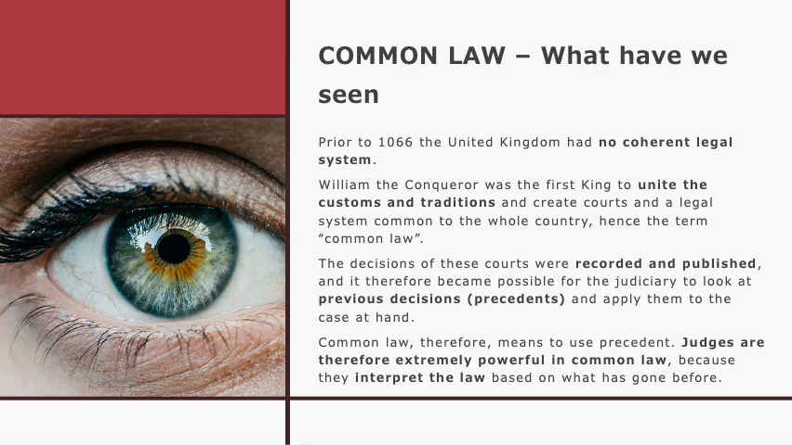The decisions of these courts were recorded and published, and it therefore became possible for the judiciary to look at previous decisions or precedents and apply them to the case at hand. So common law, therefore, means to use precedent. You look at what has gone before, previous decisions. Judges are therefore extremely powerful in common law because they interpret the law based on what has gone before.